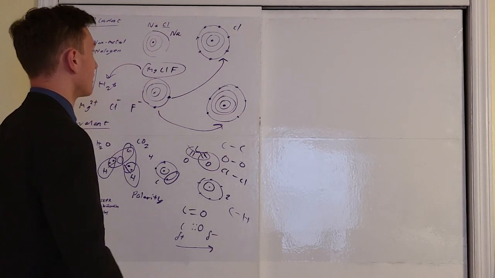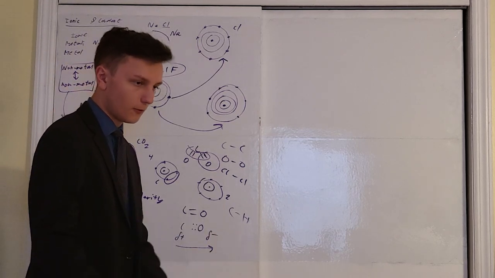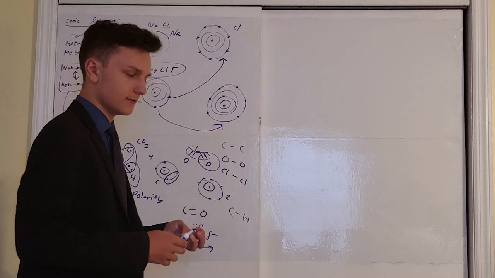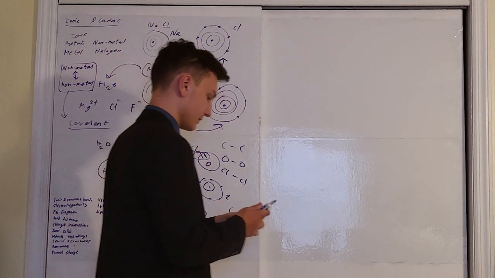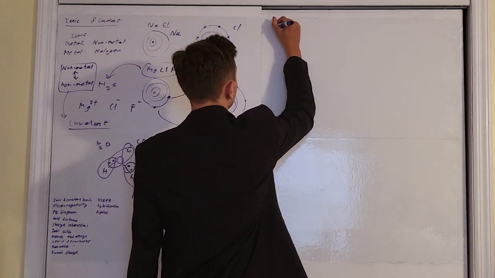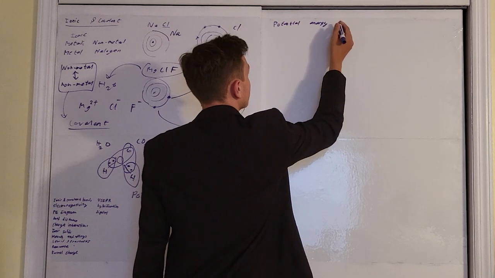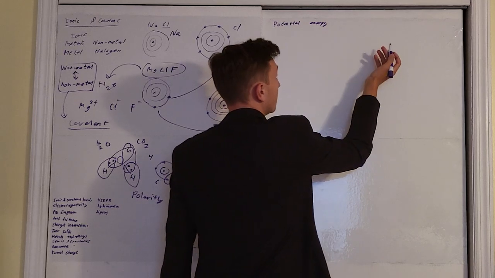Moving on. How do bonds form? That brings us to what is very commonly seen on the AP chemistry exam, something called a potential energy diagram. And it's very useful in understanding what exactly a bond is.